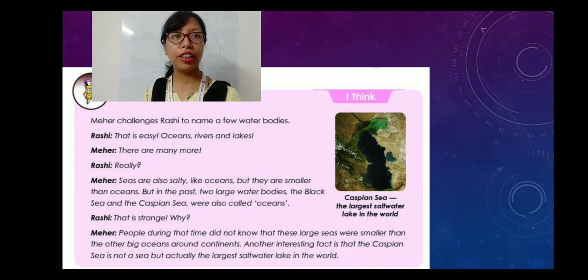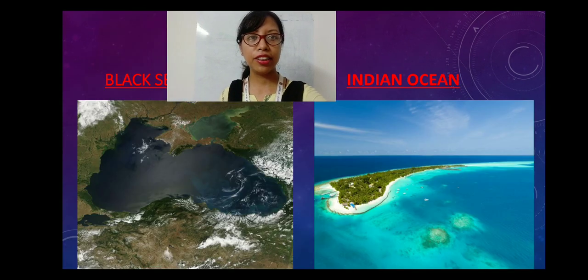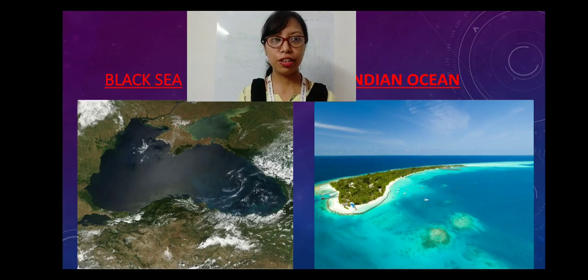Now let's come to the next slide. So as you can see here, I have shown you the picture of the Black Sea and the Indian Ocean. Now you have already seen the picture of the Caspian Sea, right? On the left side is the picture of the Black Sea, and on the right side is the picture of the Indian Ocean. Now you compare the Black Sea and the Indian Ocean.